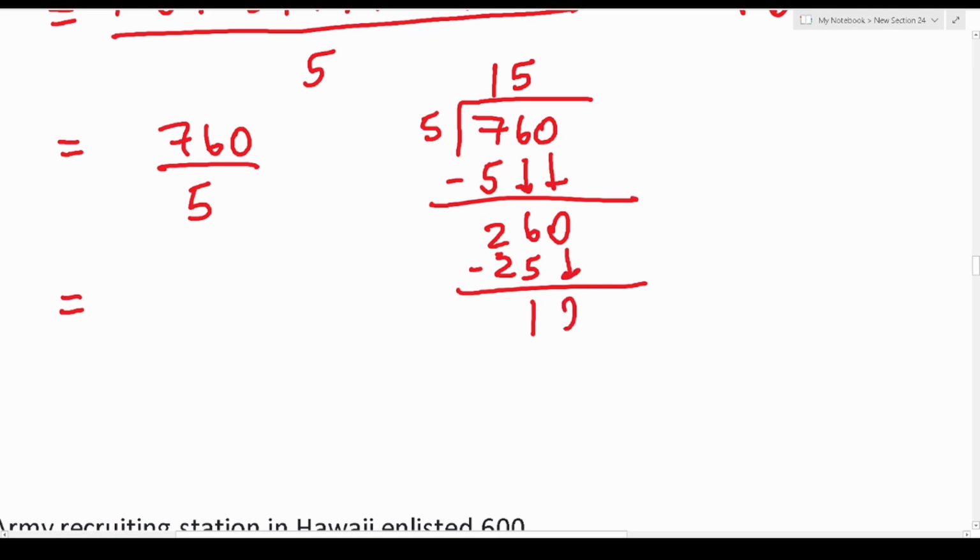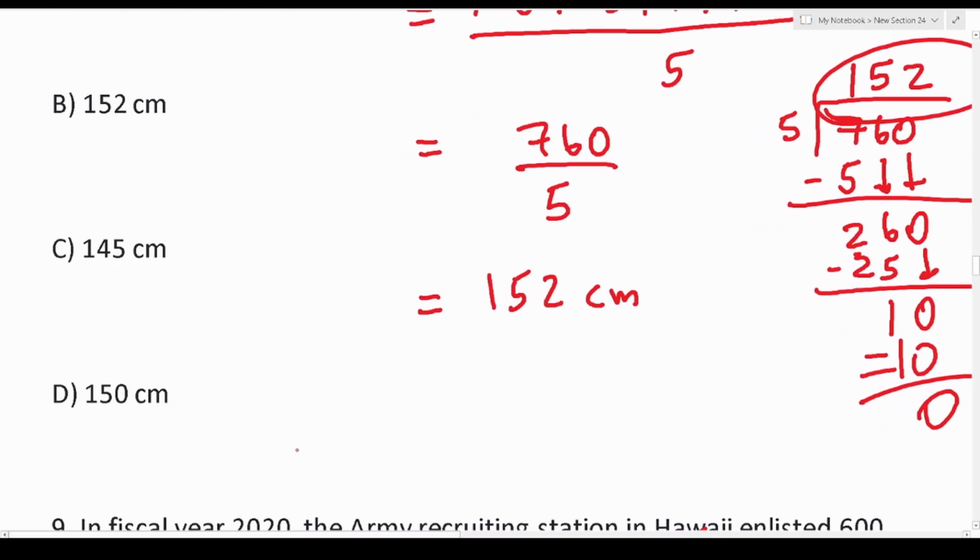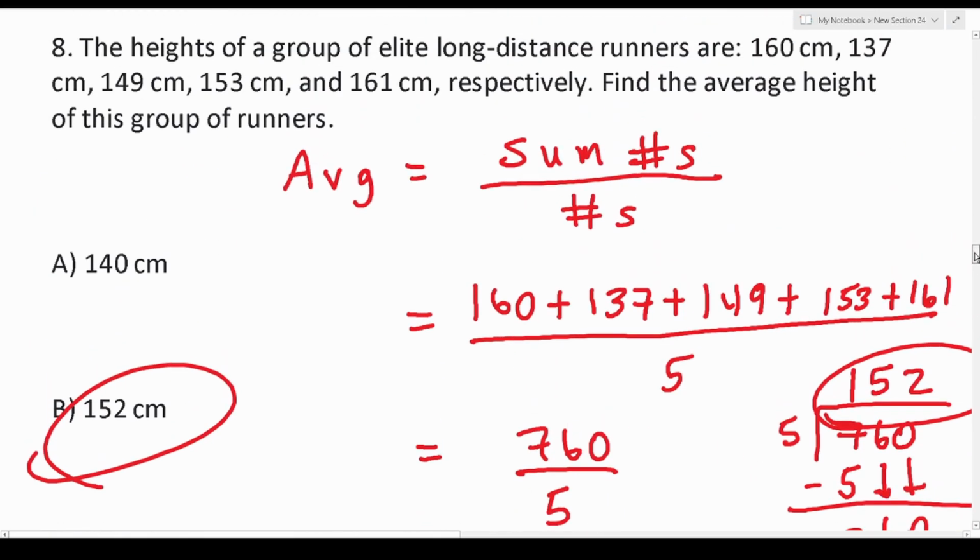Again, drop down this 0. Question is, how many times does 5 go into 10 now? 5 times 2 is 10. We can see there's no remainder here, and our average in this case is going to be 152 centimeters, which is answer choice B. Okay, so that's that one.